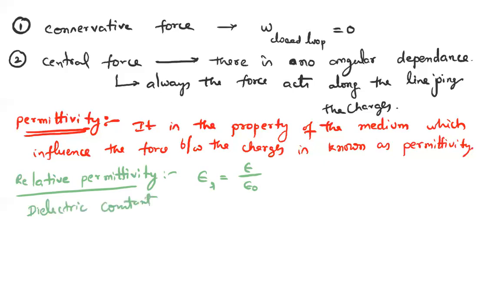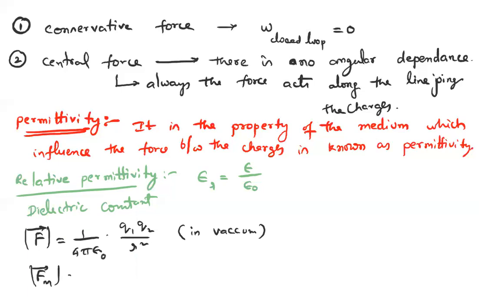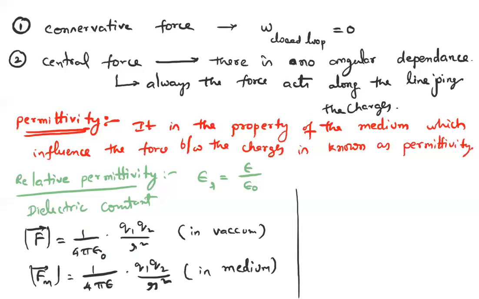Dielectric constant. Then we can say the magnitude of F bar is equal to 1 by 4 pi epsilon naught Q1 Q2 by R square in vacuum. That is, Fm bar magnitude is equal to 1 by 4 pi epsilon Q1 Q2 by R square, when the same charges are placed in a medium. Now by dividing, Fm by F is equal to epsilon naught by epsilon, which is equal to 1 by k.